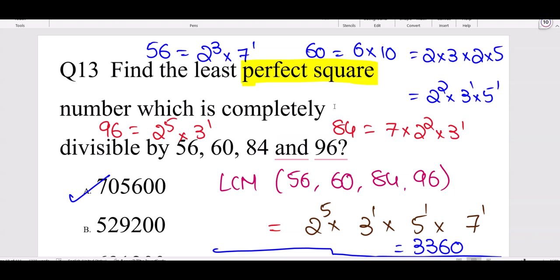Now listen, find the least number to be added so that the number is a perfect square which is divisible by 56, 60, 84 and 96. I repeat, find the least number to be added to the number which is divisible by 56, 60, 84 and 96 to make it a perfect square. My answer should again be a perfect square, but what is the least number to be added?